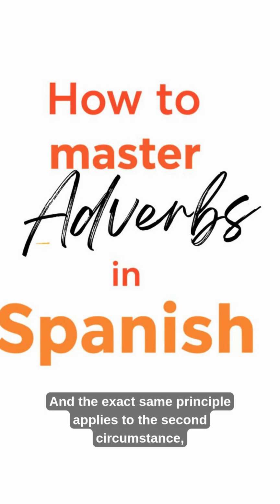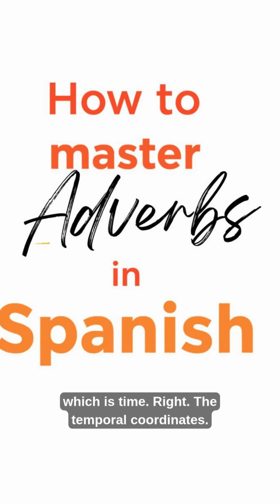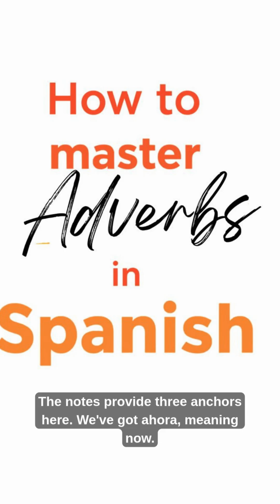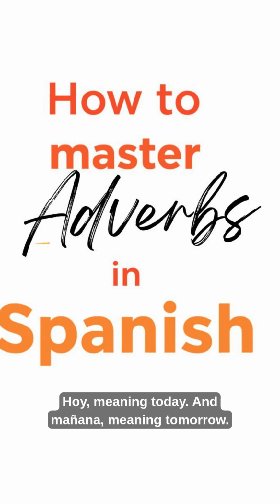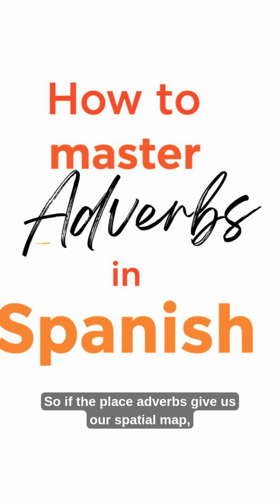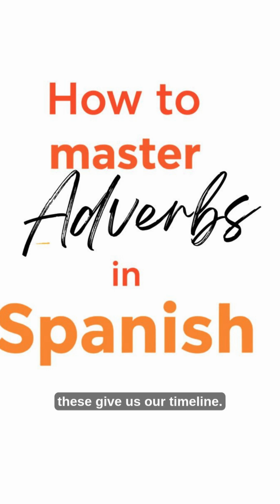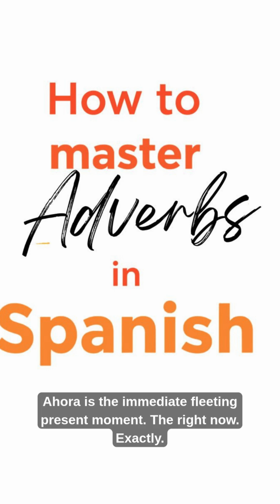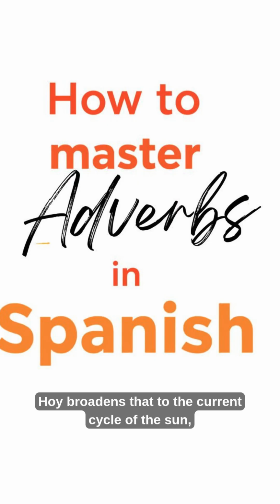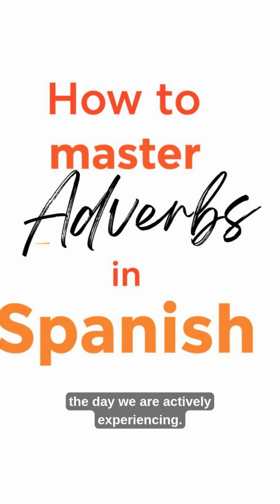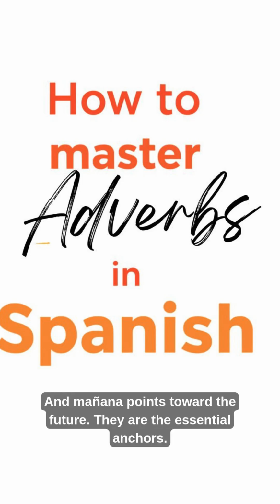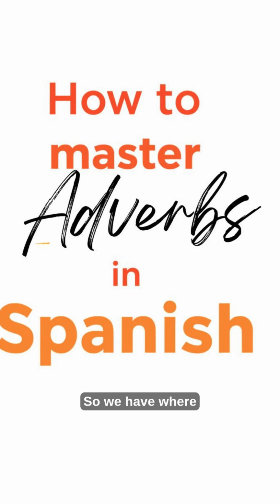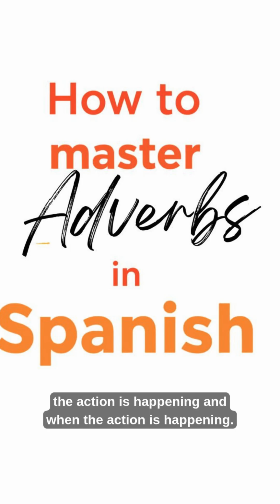And the exact same principle applies to the second circumstance, which is time. Right, the temporal coordinates. The notes provide three anchors here. We've got ahora, meaning now, hoy, meaning today, and mañana, meaning tomorrow. So if the place adverbs give us our spatial map, these give us our timeline. Ahora is the immediate, fleeting present moment. The right now. Exactly. Hoy broadens that to the current cycle of the sun, the day we are actively experiencing. And mañana points toward the future. They are the essential anchors. So we have where the action is happening and when the action is happening.